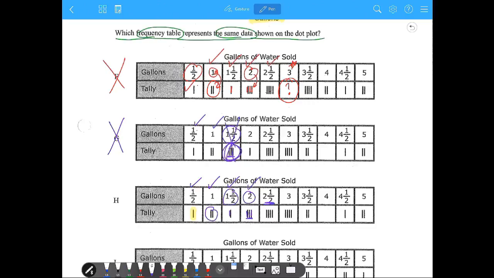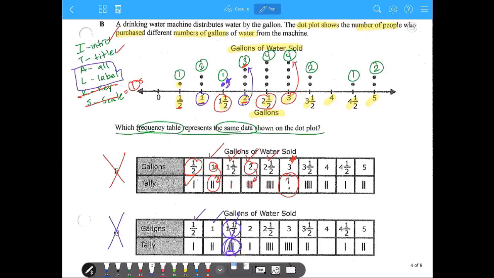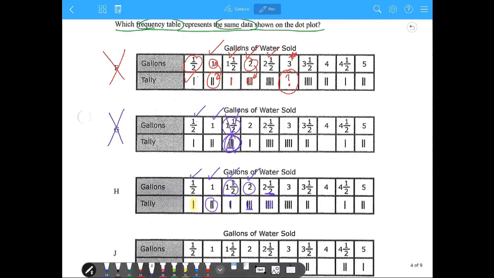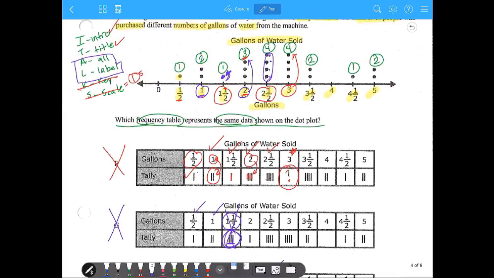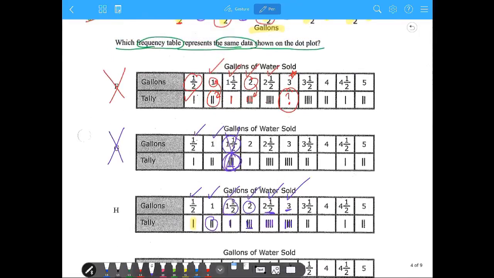2.5. Here it says there's 1, 2, 3, 4. So if there's 4 sticks, that means there should be 4 dots. 1, 2, 3, 4. They're right there. So that checks out. This one's pretty good. 3 wholes. There should be 4 dots according to that one. And we do have 4 dots. 1, 2, 3, 4. So that one's good. We just need to check the other 3.